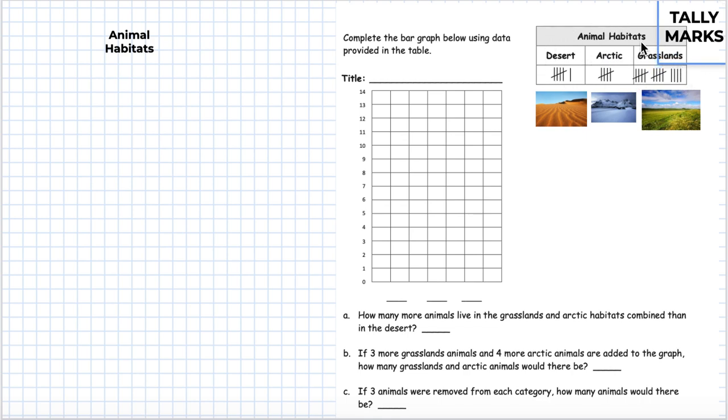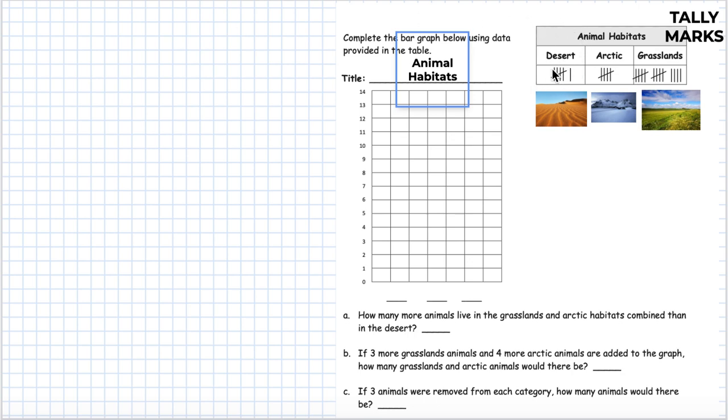So our bar graph is going to be all about animal habitats, or places where animals live. So we have a desert, we have the Arctic, and we have the grassland. Looking at our directions, it says complete the bar graph using data provided in the table. So this is our table with our tally marks that we just talked about. So we have to title our graph, and here the data we're given in our table is animal habitat. So I'm going to go ahead and title our bar graph animal habitats.